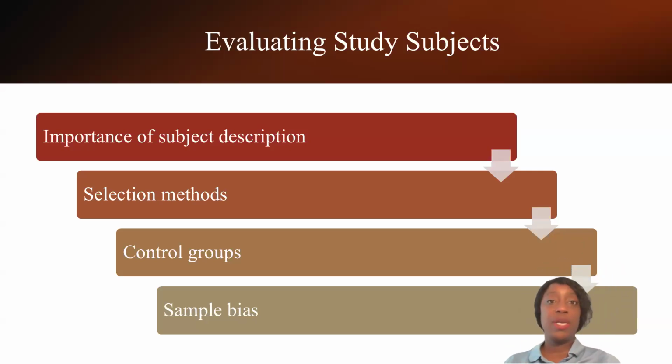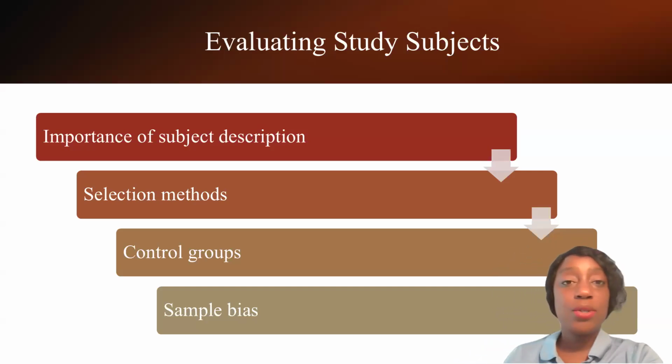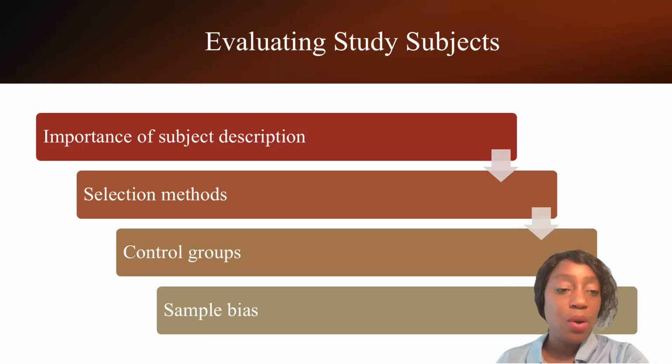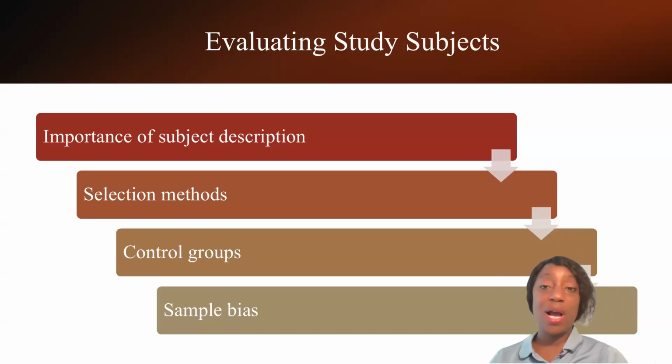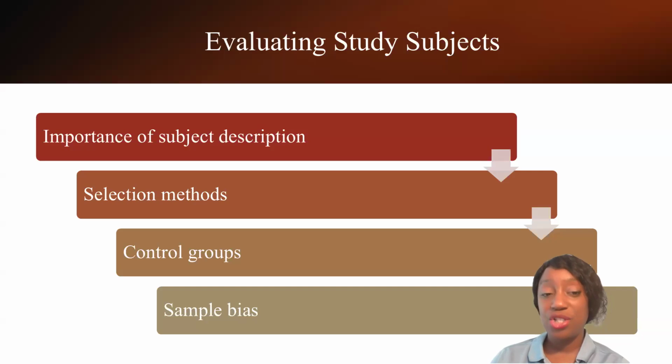Here, we'll see on slide 2 that when evaluating a study, one of the very first things that we need to look at is how well the study describes its subjects. Are the selection methods clear? Did they use a control group? And was it adequately matched? Avoiding sample bias is crucial. If the researcher unintentionally introduces variables during the selection process, the results could be skewed, leading to unreliable conclusions.